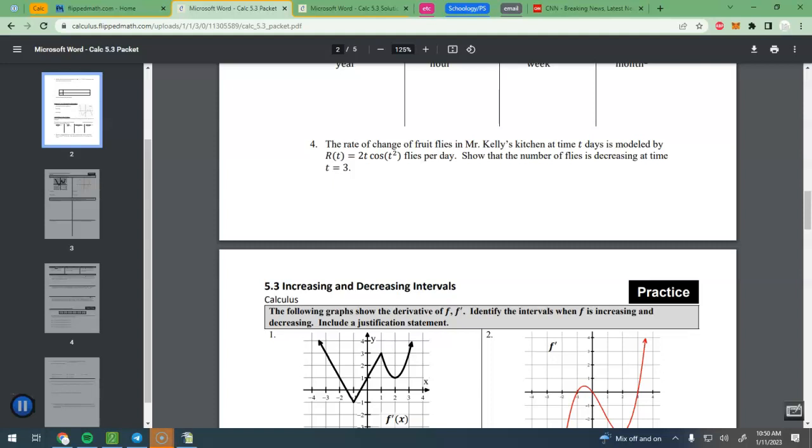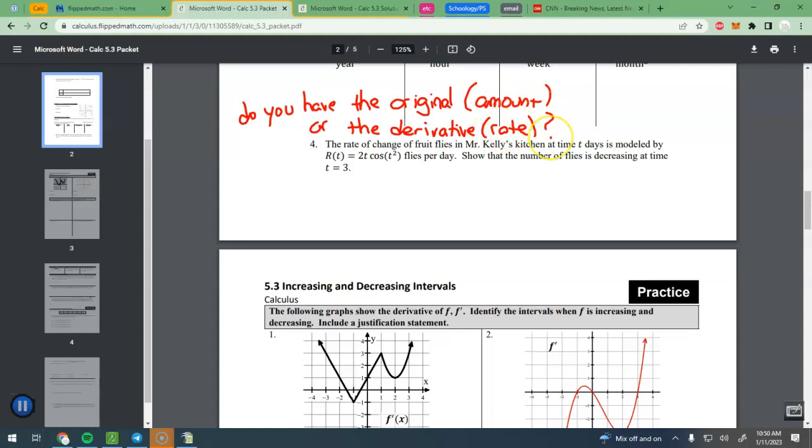What you've got to look at here is, do you have the original, which is an amount, or the derivative, which is a rate? I think looking through the homework, they give you some that are originals, which is an amount, and some that are derivatives, which are rates. So in this one, do I have the original or do I have a rate? How do I know? I have a rate, and how can I tell that?